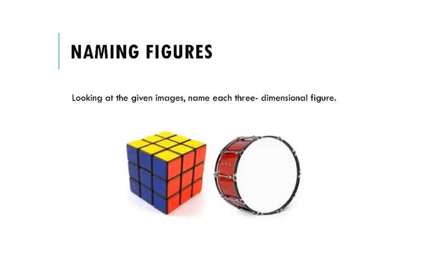So, naming figures. What we're going to do is look at some images and name each figure, using the three dimensions. Looking at this first one here, a Rubik's Cube, something I can't solve, I notice I have 3 by 3, and on that side it's 3 by 3, and on the top it's 3 by 3. So I have the same dimensions on all of my sides, which tells me this one is going to be a cube.